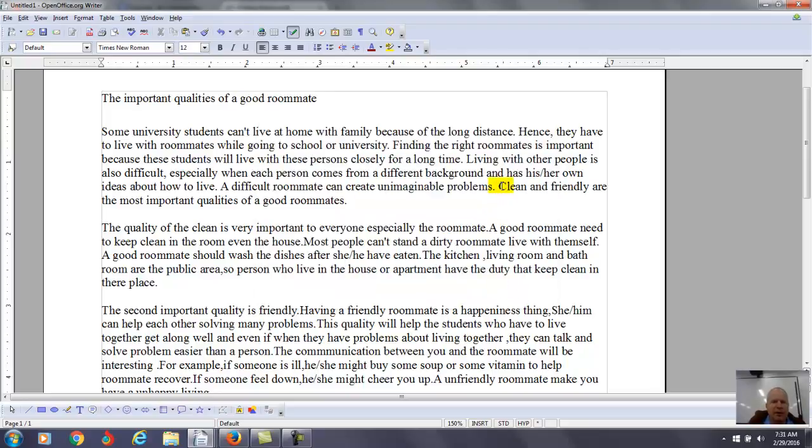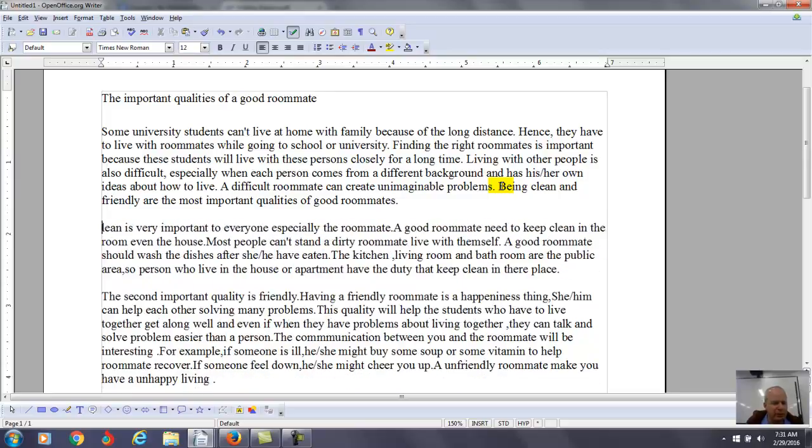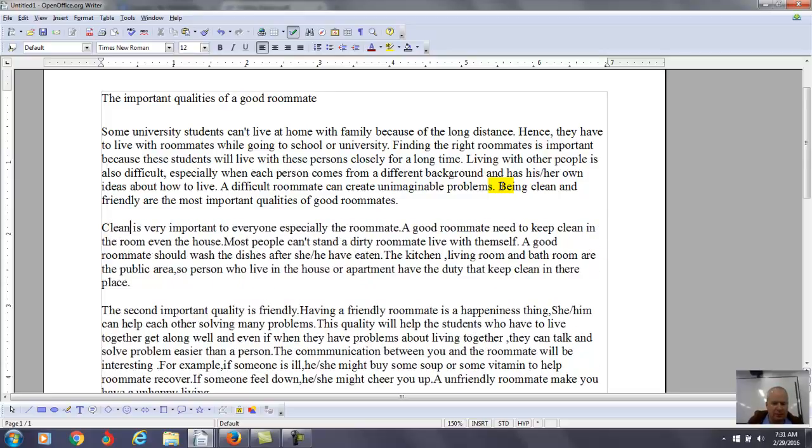Now here, clean and friendly are adjectives, so we have to make those into gerunds so they work as subjects. So I'm going to say being clean and friendly are the most important qualities of, again, if you put a, you have to have a singular count noun. If you don't, you can say of good roommates. You don't have to say all that. You could just take the word clean, turn it into a noun. So then say cleanliness is very important to everyone, especially with a roommate.